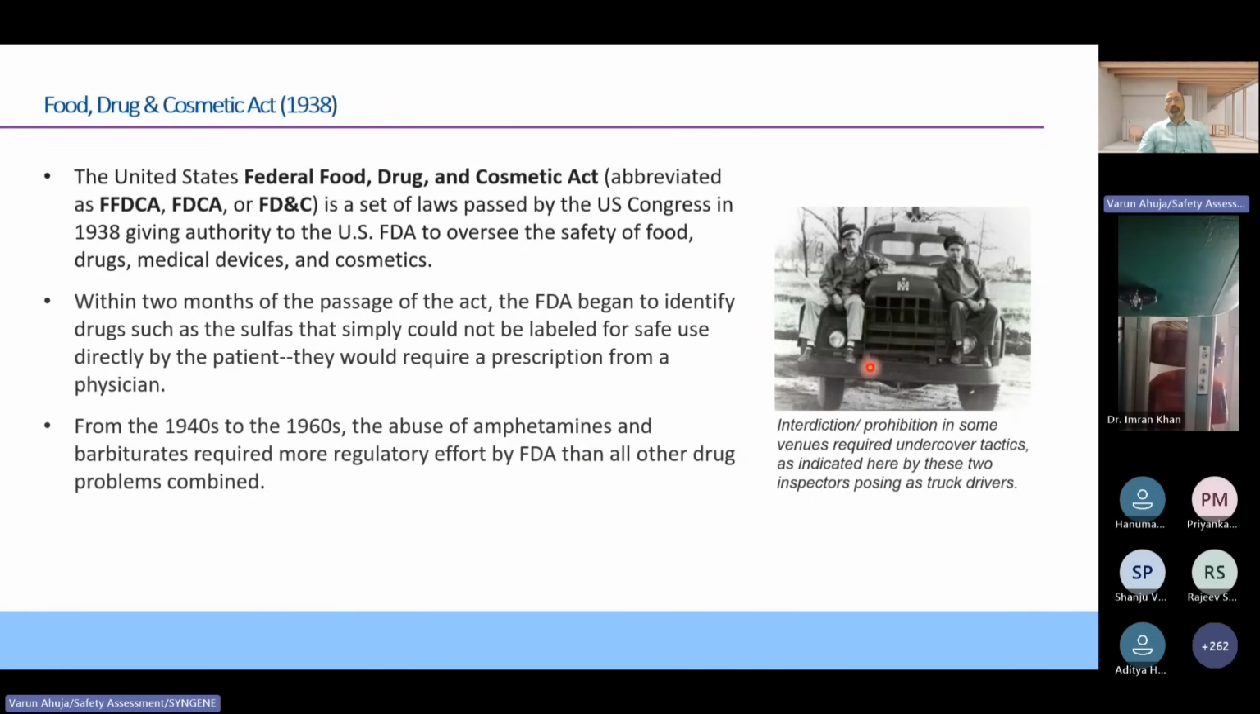This picture shows the interdiction or prohibition in some venues required undercover tactics, as indicated here by these two inspectors posing as drivers. So FDA inspectors used to go as undercover agents, and then they used to recover all these unauthorized drugs like amphetamines or barbiturates from the market or from entry into the market from the ports of entry like that.